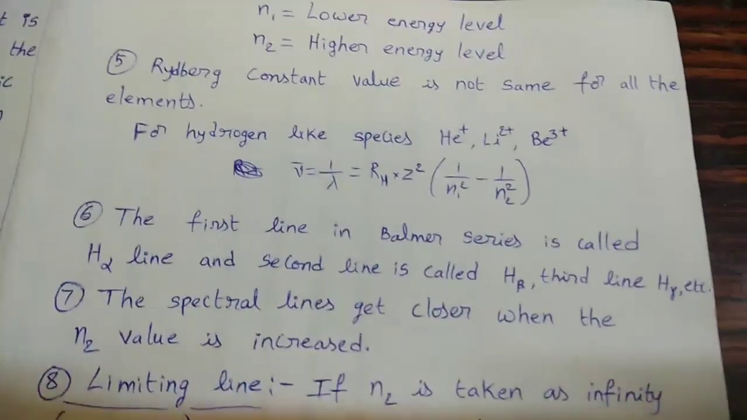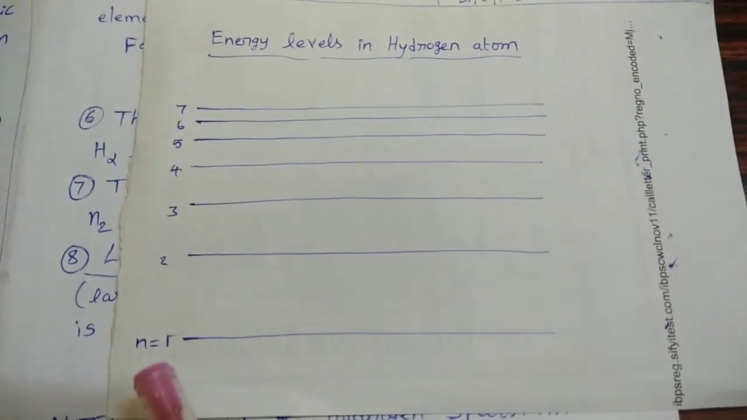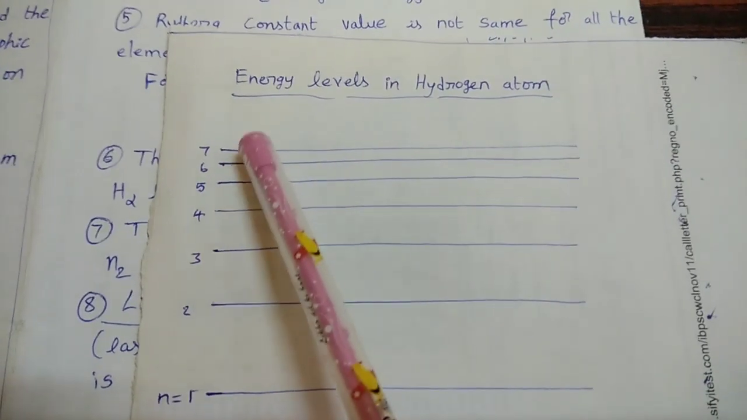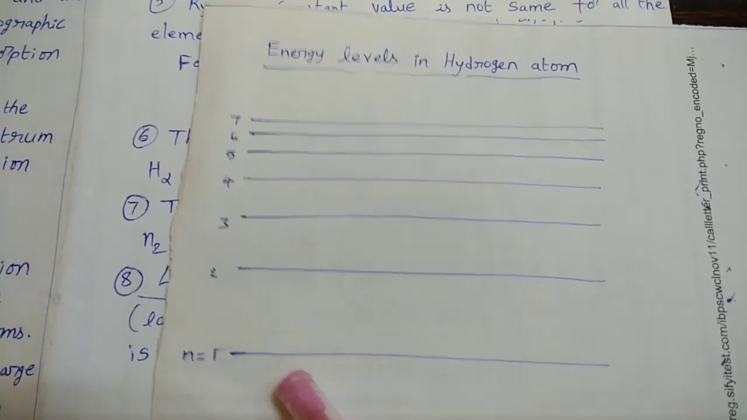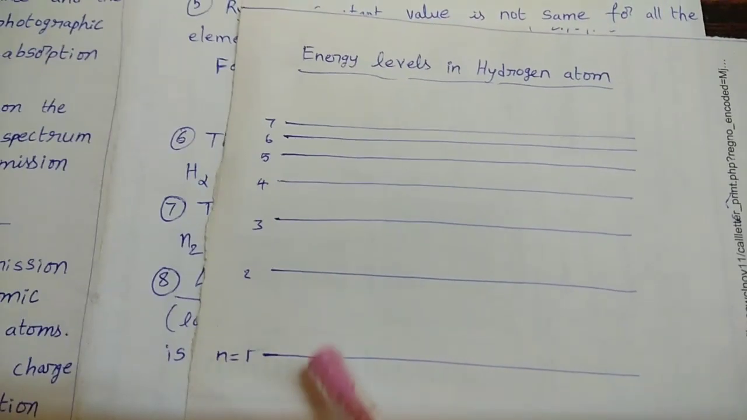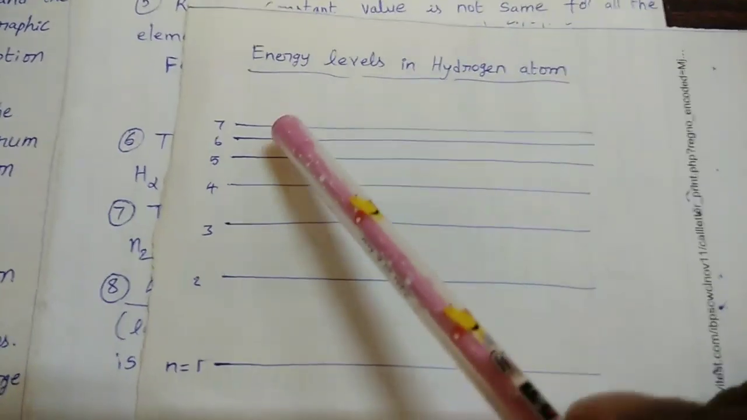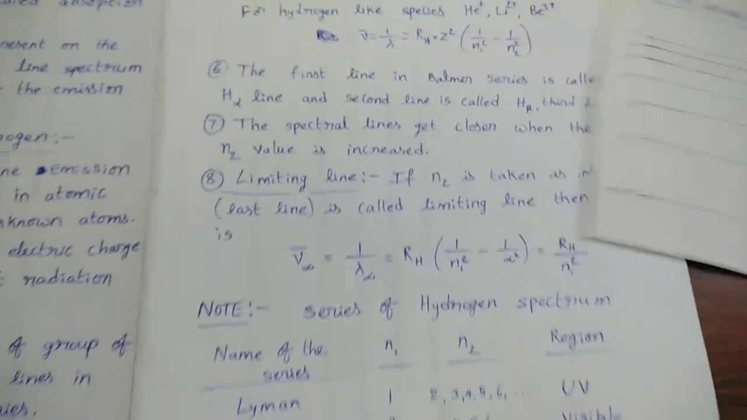Orbit number increases, then these spectral lines come closer to each other. See this in this manner. Suppose this is the energy levels in hydrogen atom. N1 equal to 1, first orbit, second, third, fourth, fifth, sixth, seventh, like this. Between first and second energy level, energy difference, this gap is more. 2 and 3 less than this, 3 and 4 lesser than these two, 4 and 5 very less than this. In this way, as orbit number increases, these orbits come closer to each other. Okay, next.